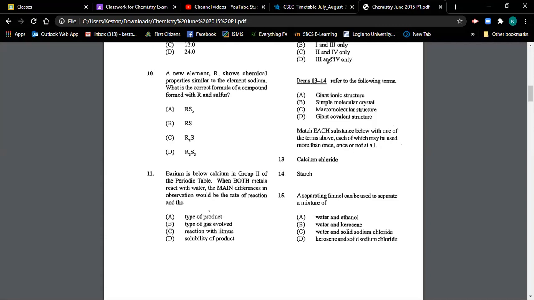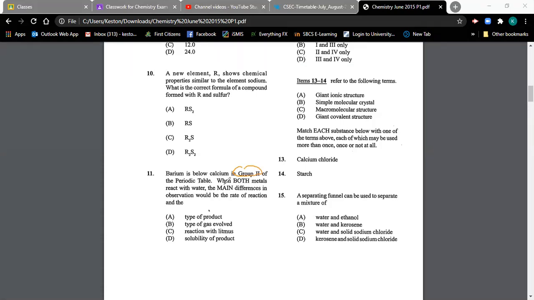11. Barium is below calcium in group 2 of the periodic table. When both metals react with water, the main difference in observation would be the rate of reaction and what? Type of product, type of gas, reaction with litmus, solubility of the product. So we're looking at rate of reaction as you go down a group. You're talking about group 2 metals here, and they just said that barium is below calcium. So you have calcium, then you have barium underneath.